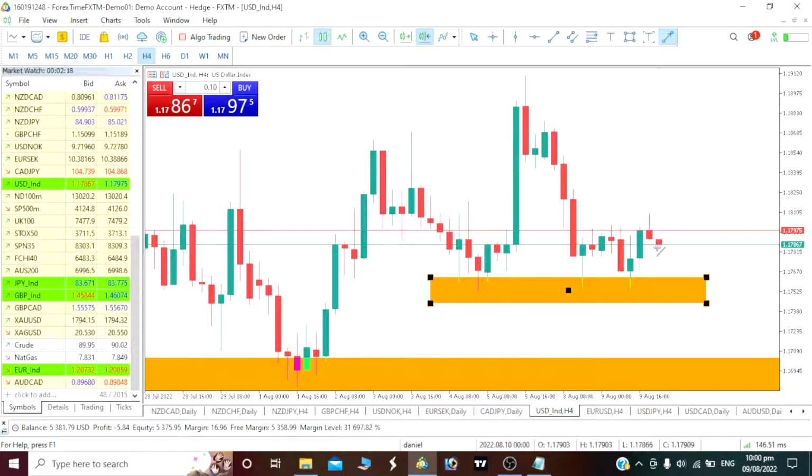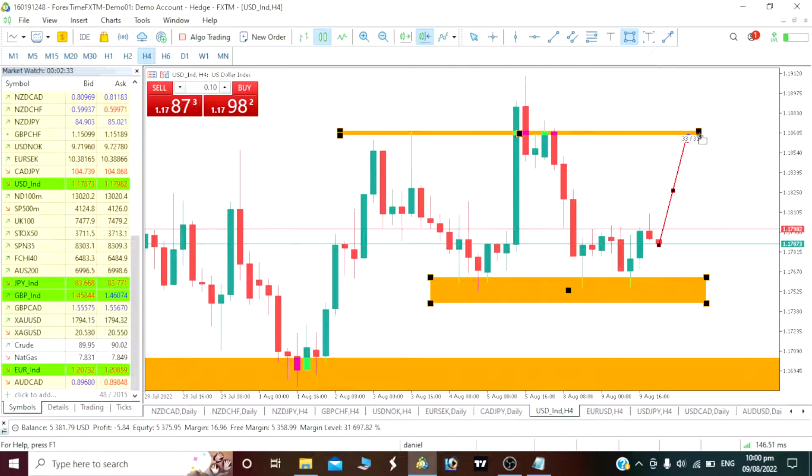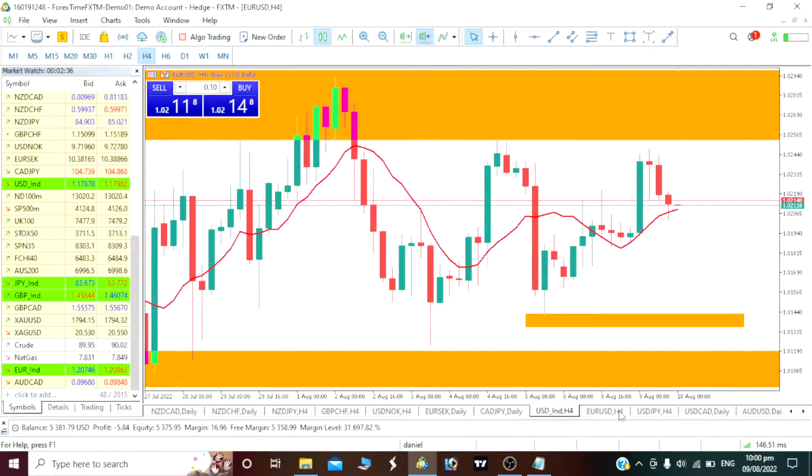So once we start having that bounce up, we would want to see it push to a level of 1.18685, at least to this 1.18685. So as our index is going bullish, then our Euro to our USD would be going bearish. So have it in mind, our Euro USD would be going bearish.